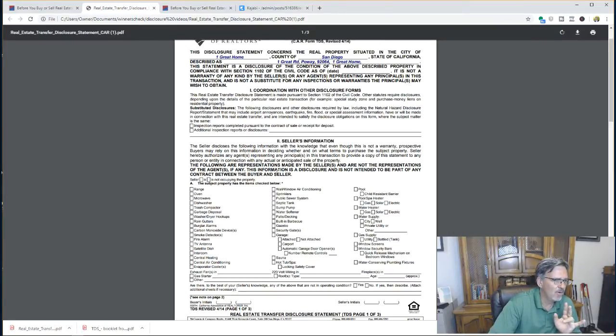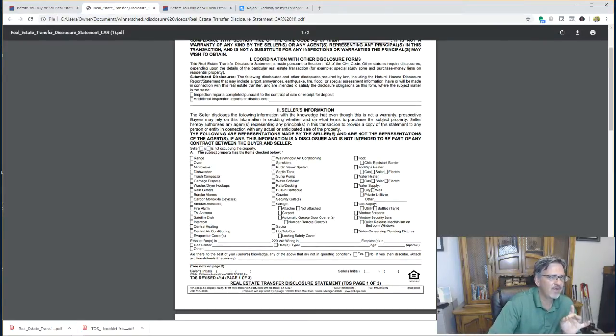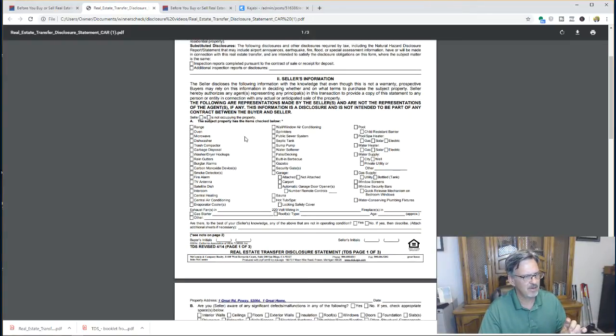Now, the seller discloses the following information with the knowledge that even though this is not a warranty, prospective buyers may rely on this information in deciding whether and on what terms to purchase the subject property. Seller hereby authorizes agents representing any principals in this transaction to provide a copy of this statement to any person or entity in connection with any actual or anticipated sale of the property. The following representations made by the seller are not the representations of the agents, if any. This information is a disclosure and is not intended to be part of any contract between buyer and seller.